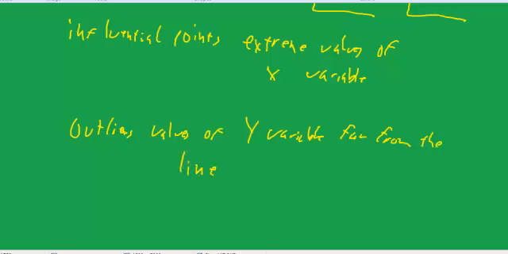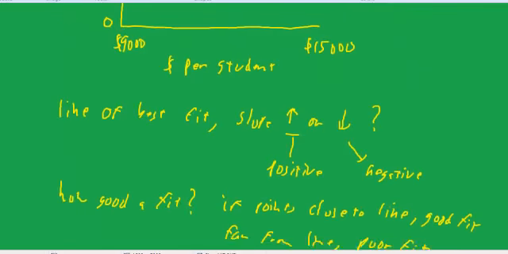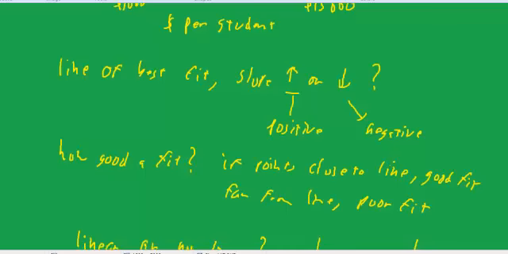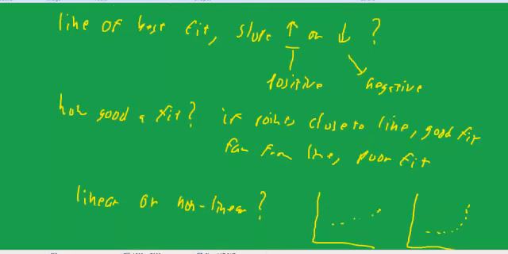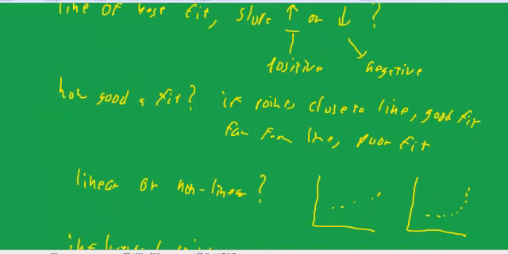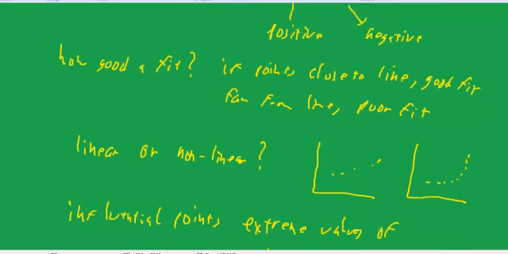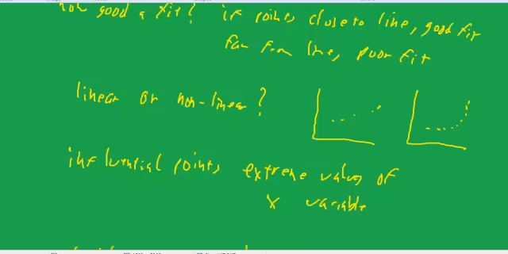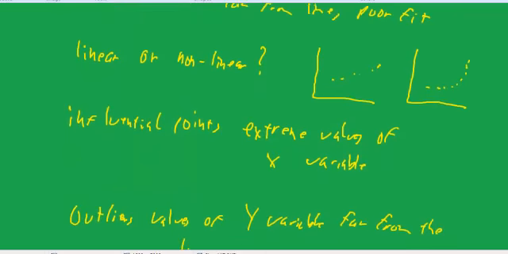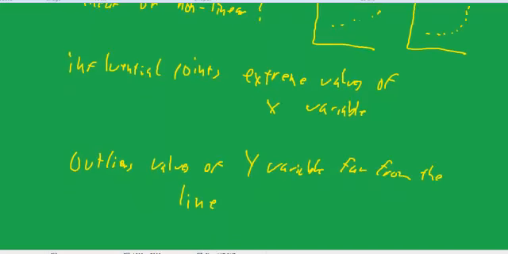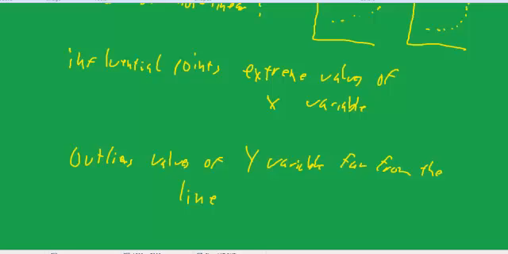So let's just review the questions that we want to focus on. Does the line of best fit slope up or down? And if it's up, we say there's a positive relationship, down a negative relationship. How good a fit? And that's based on how closely the points cluster to the line of best fit. If they all lie pretty close to it, it's a very good fit. If a lot of points are far from the line, then it's a poor fit. Linear or nonlinear? Are there influential points, and are there outliers? And that's it for our introduction to scatterplots.